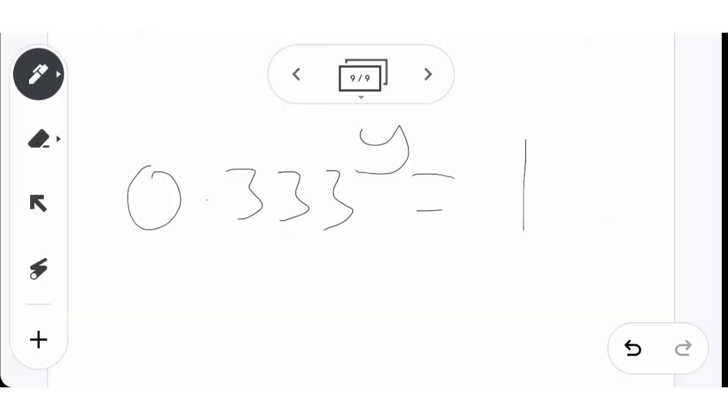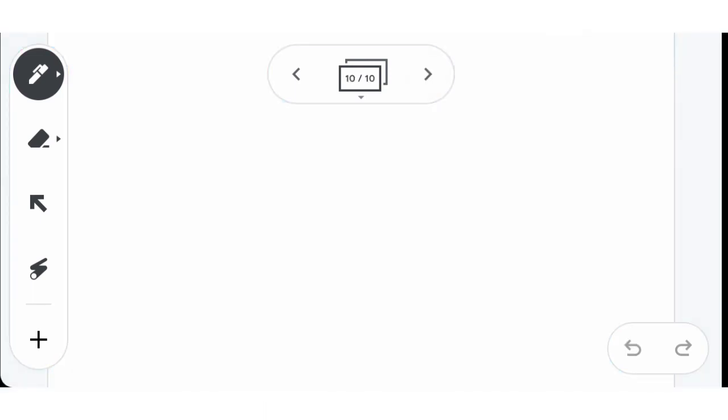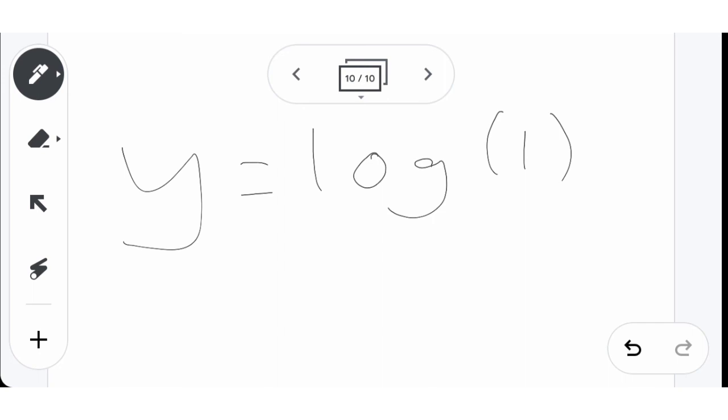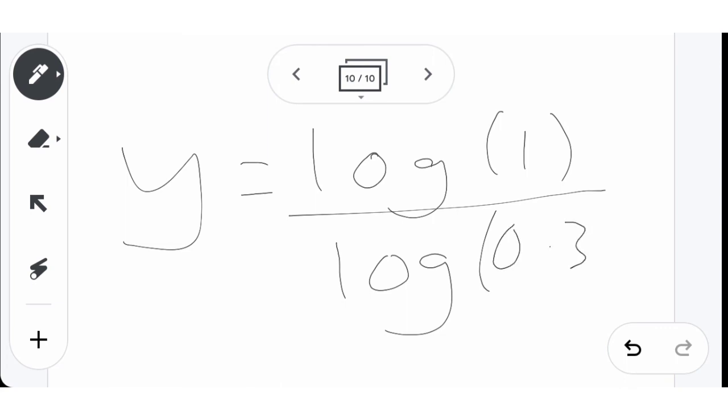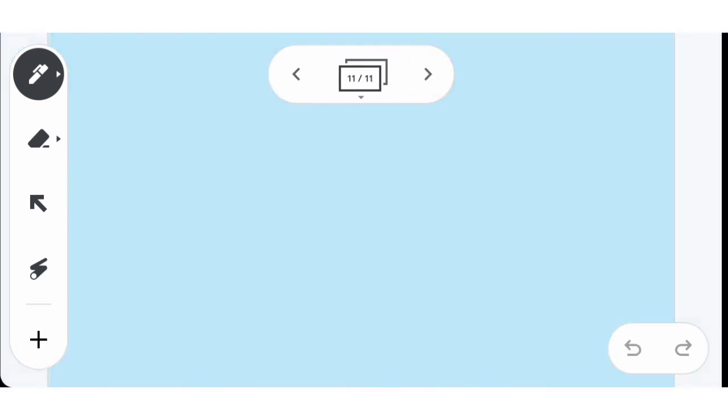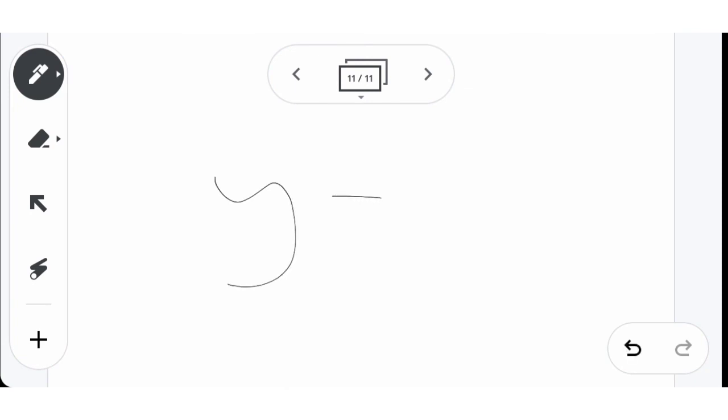So to simplify this, we can introduce logs. Okay, so that means that y will be equal to log 1 over log 0.333. So this is going to give us 0. So meaning y equals 0. So now we have the values of x and the values of y.